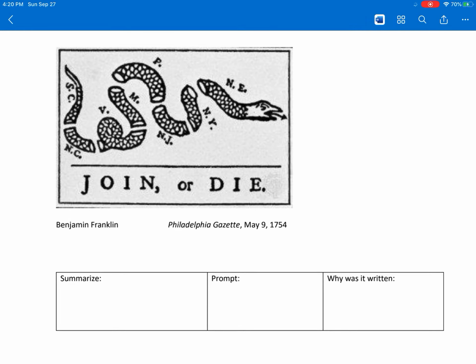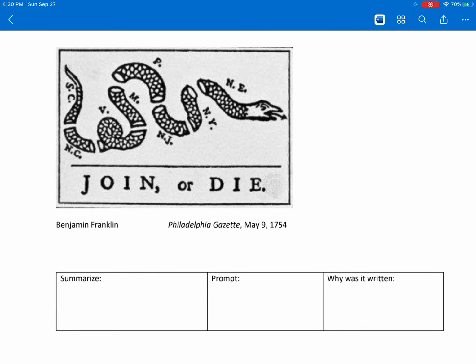Now think about what's going on in 1754. The French and Indian War has already begun, 1754 to 1763, and Franklin has proposed the Albany Plan of the Union. So this is all happening simultaneously.